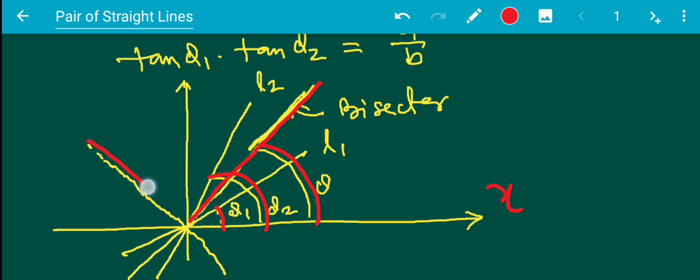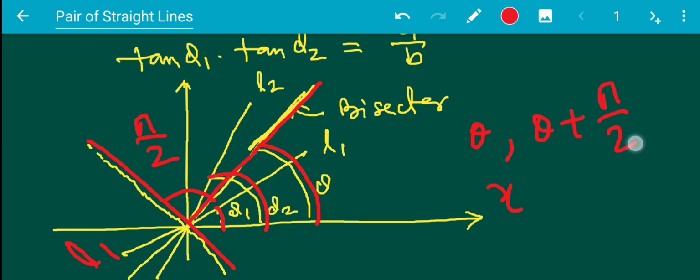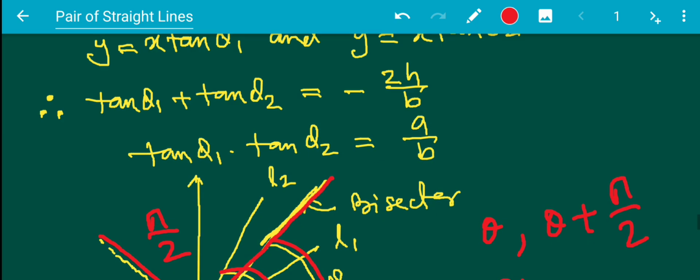Now again, this is also a bisector if you consider this L1 L2 and this is your L1. So this is also a bisector. So we have two bisectors. Okay, now it is also clear that the angle between these two bisectors is 90 degree. Okay, that is pi by 2. So if we know theta, then theta plus pi by 2 is the angle made by another bisector with the positive x-axis. Okay, let's come to the proof.